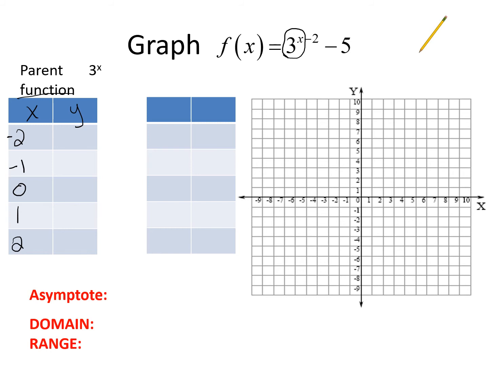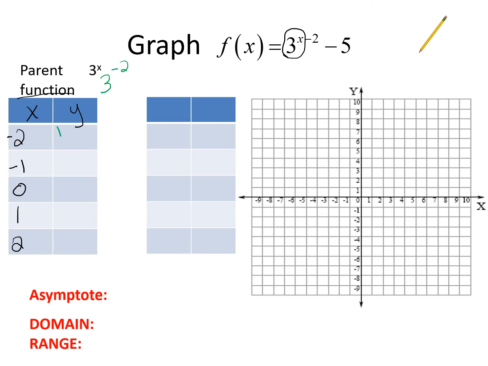Then, to find my y value, all I have to do is plug in 3 to the -2 power. Now I want these as fractions. So if you type in 3 to the -2, it's going to give you a decimal, okay? And then you can just change that into a fraction, or if you remember that negative exponents just go to the back, or excuse me, to the bottom.